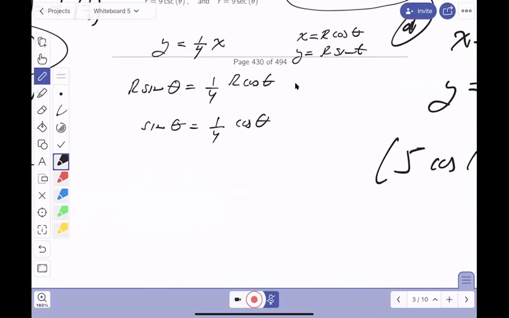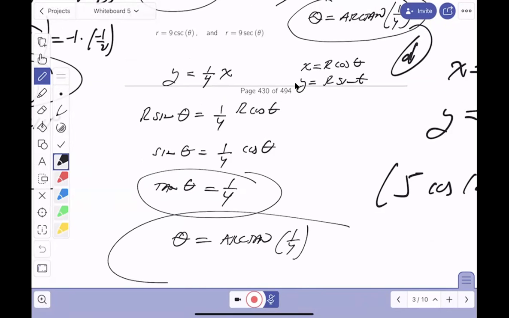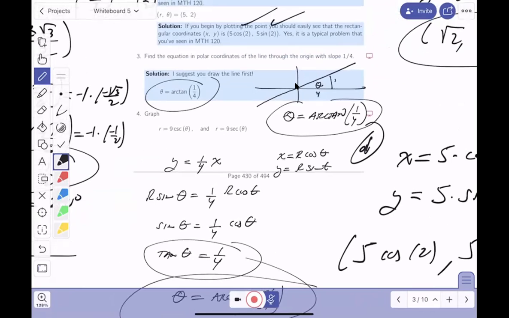And then what I would do is I'd probably divide both sides by cosine theta, and I would get tangent theta equals 1/4. Now, someone could say that's also an equation of that line, and I'm going to agree it is, but typically we would say theta equals the arctan. And again, you don't have to do this two ways, but I'm saying all roads lead to the same answer. And I got the answer over there.